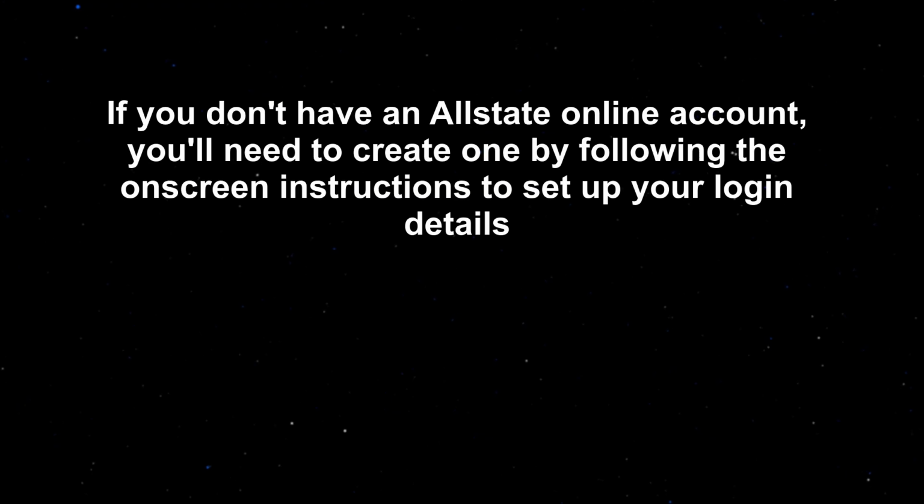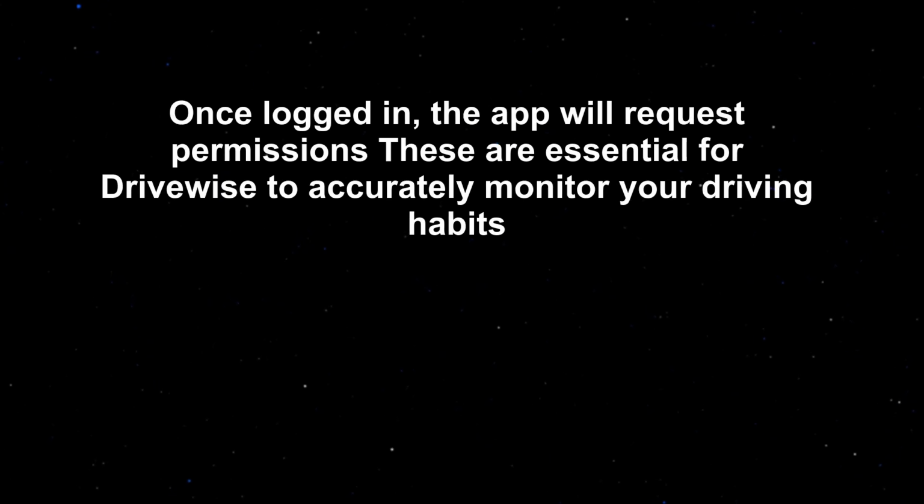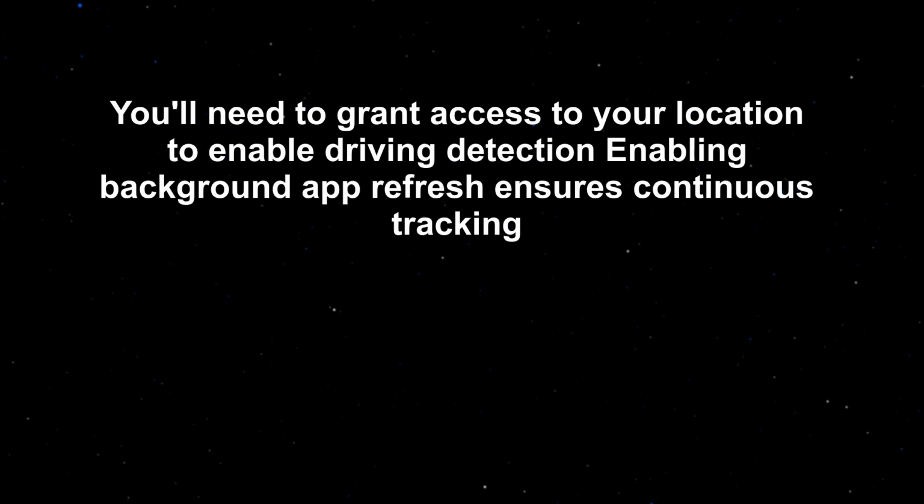If you don't have an Allstate online account, you'll need to create one by following the on-screen instructions to set up your login details. Once logged in, the app will request permissions. These are essential for Drivewise to accurately monitor your driving habits. You'll need to grant access to your location to enable driving detection. Enabling background app refresh ensures continuous tracking.